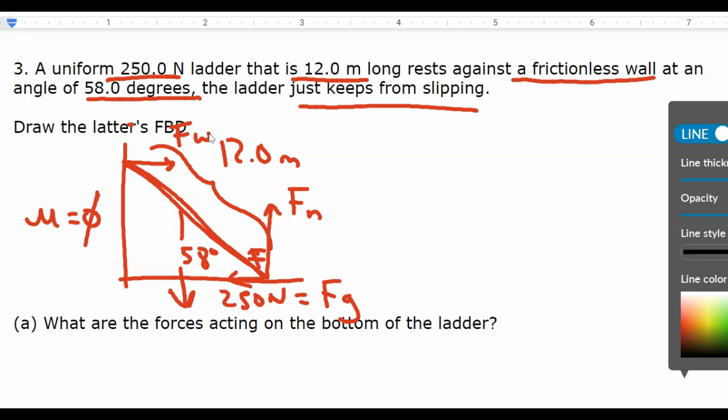What are the forces acting on the bottom of the ladder? Well, there's the normal and the friction, right? Bottom of the ladder. What is the coefficient of friction of the bottom of the ladder with the ground? Anybody suggest an equation we might use for friction? Flat surface.